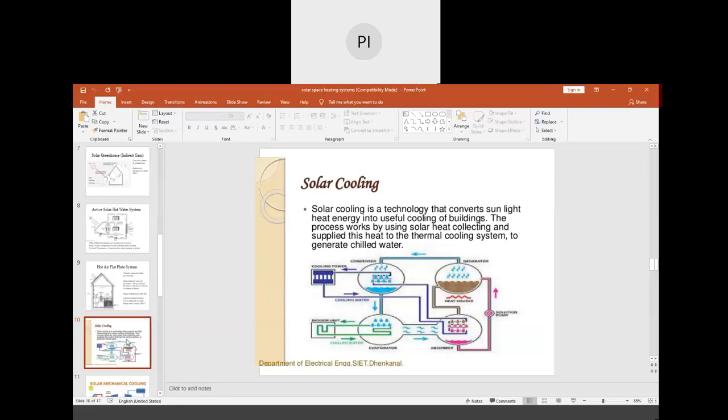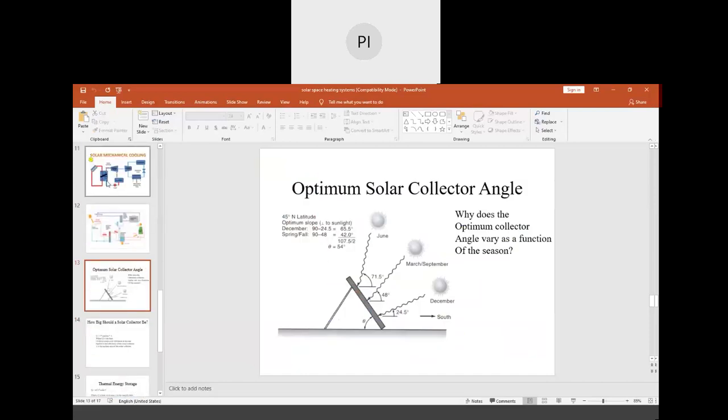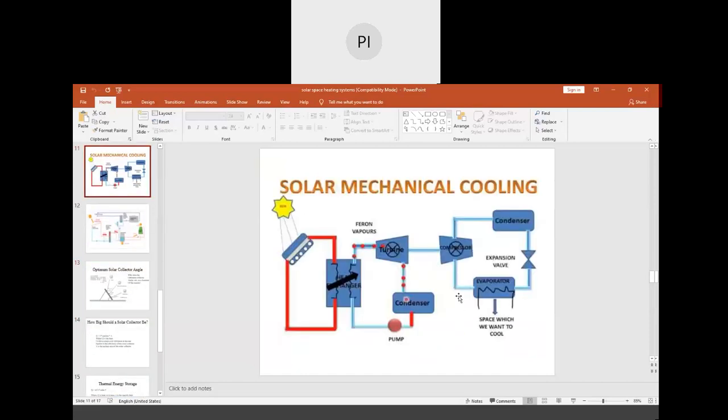Now we are using electrical energy for these purposes. AC uses electrical energy, and coolers also use electrical energy. Without electrical energy, we can use solar energy. By application of solar energy, we are producing solar cooling panels in order to keep the room cool. This is one way of producing a cooling system. This is the solar mechanical cooling.